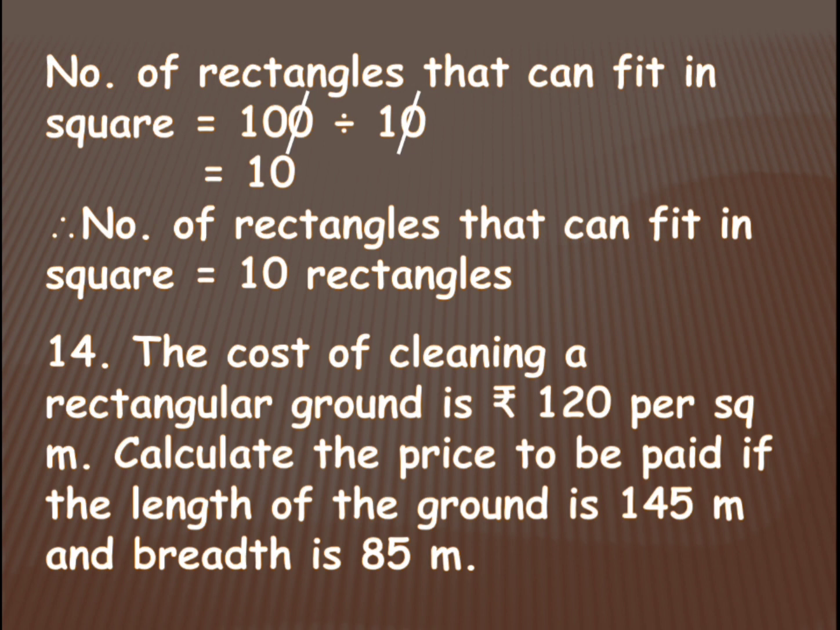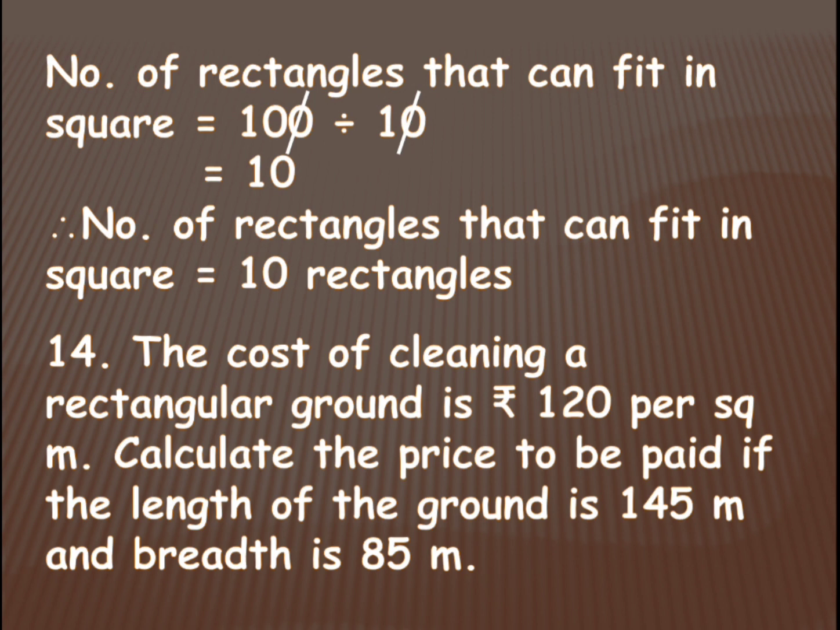The cost of cleaning a rectangular ground is rupees 120 per square meter. Calculate the price to be paid if the length of the ground is 145 meters and breadth 85 meters. Okay, so that is for 1 square meter. So if the area of a rectangle is 1 square meter, then the cost of cleaning is 120 rupees. Okay, for 1 square meter.